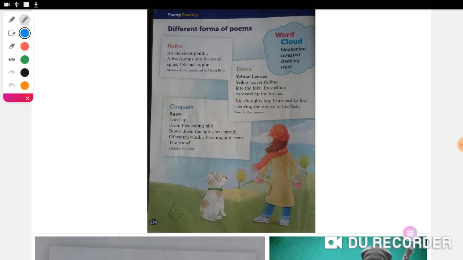All of you please open your textbook page 134. On this page the title is Different Forms of Poems. As I mentioned in the previous video, in this unit we will study forms. Here, forms means types, so we will study different types or different forms of poems. Here we have three types.